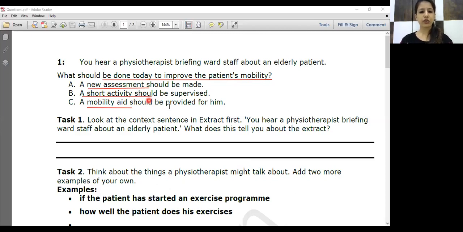So something about each of the options was there. Now let me know what answer you have selected. Type your answers in the chat box. Okay. So now let us look at the transcript.